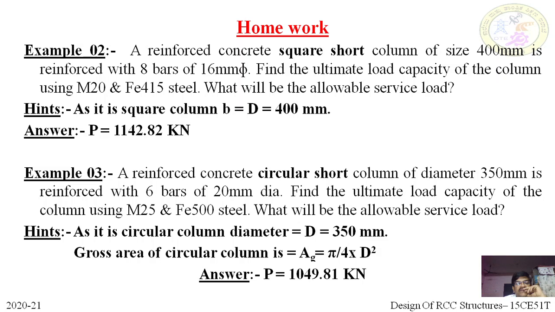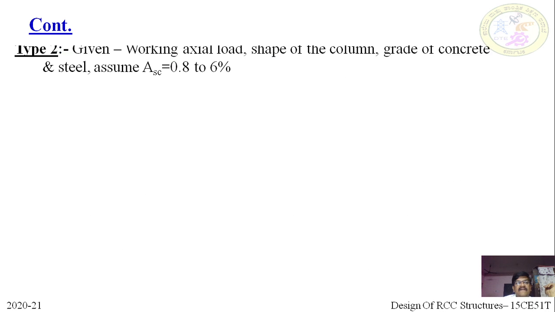Therefore, the answer for this question, example 3, is 1049.81 kilonewton. Follow the same procedure which I did in example 1, but the only difference is the shape of the column varies.